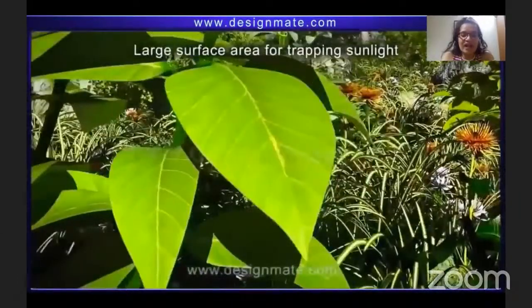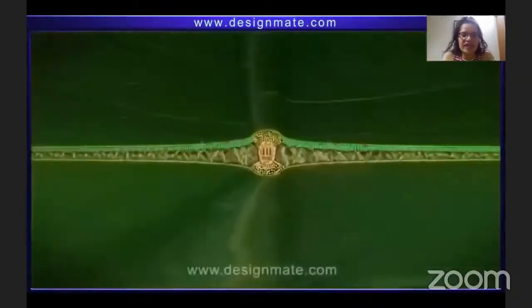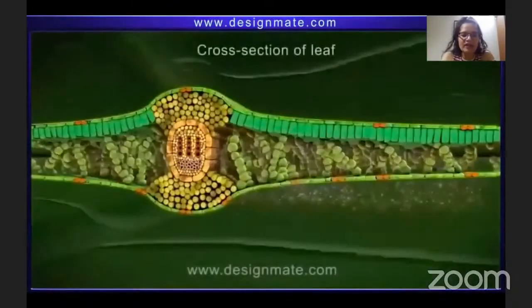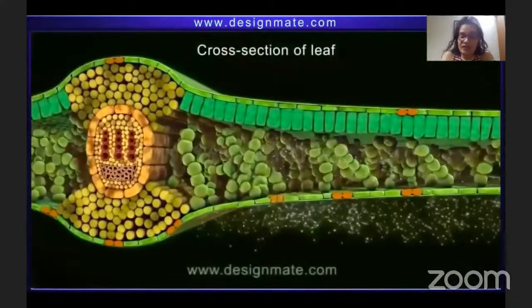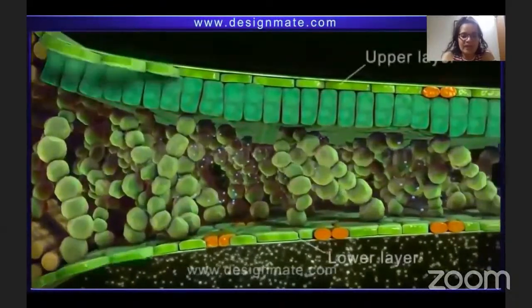Now, let's do one thing. Let's look at a cross section of the leaf that shows the upper and the lower layers of cells, which are flat and irregular. Now, okay, let's go ahead and see. Below the upper layer is the layer of tightly packed cells.